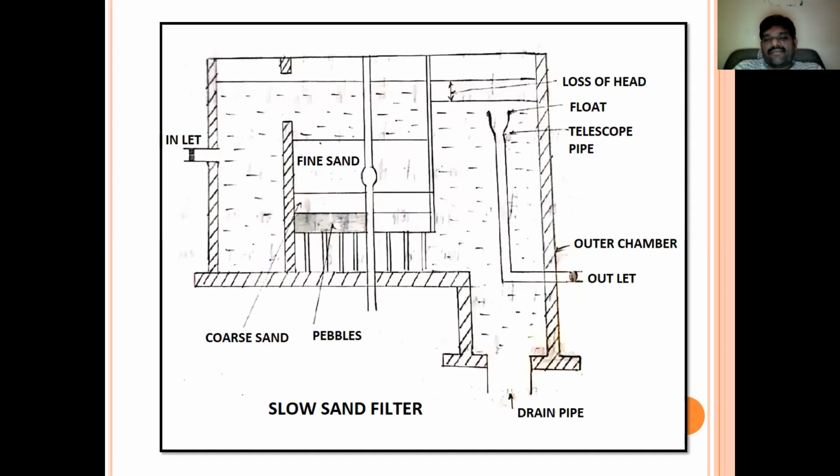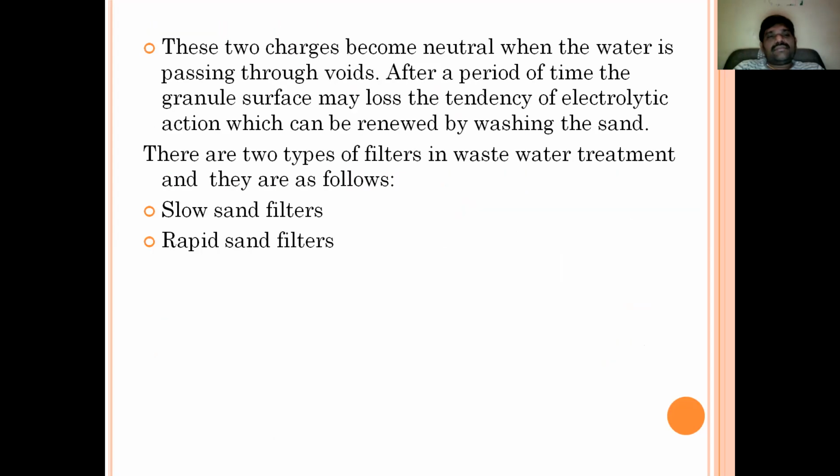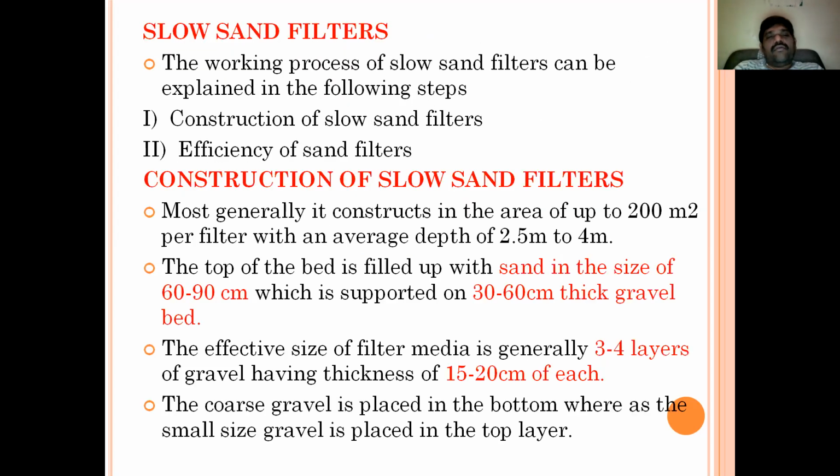So of course, yesterday we have seen the construction of slow sand filters. Most generally, they are constructed with an area of up to 200 square meters per filter with an average depth of 2.5 meters to 4 meters. The top of the bed is filled with sand of 60 to 90 centimeters, which is supported on a 30 to 60 centimeter thick gravel bed.